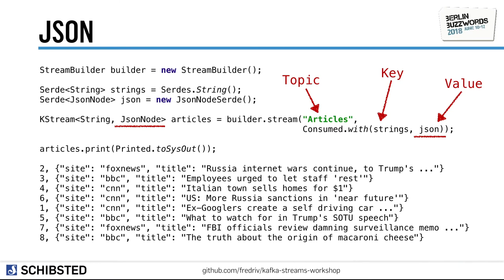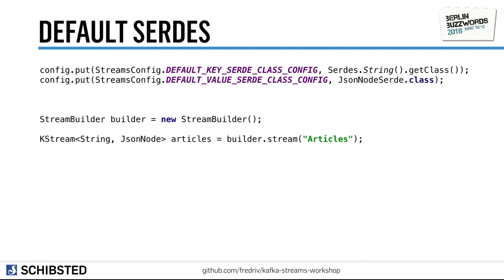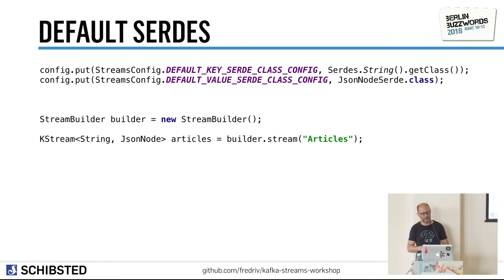Oftentimes you will repeat the same sort of key and value types a lot in your application. So instead of having to specify this explicitly, you can also configure the defaults. In the configuration section that we showed earlier, you can add configuration of default Serde classes for your keys and values if you want to. And then you can just say, create a stream from this topic and leave out the consumer.